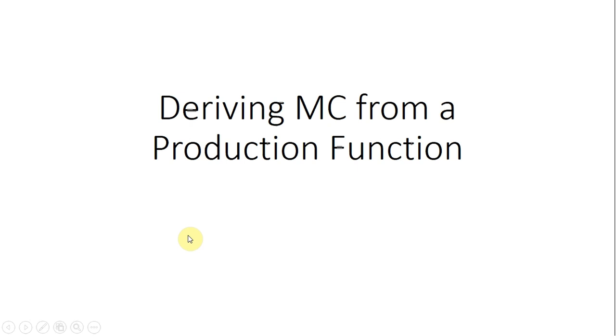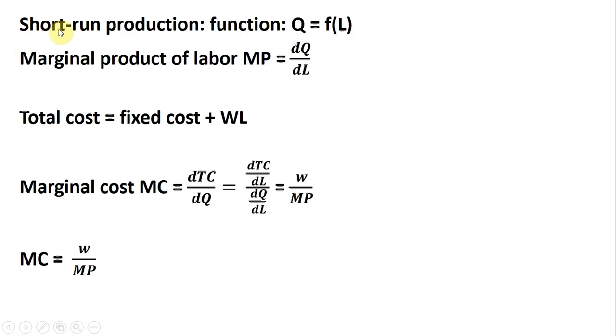Hello, in this video we're going to derive the firm's marginal cost equation from the firm's production function. So the firm's short-run production function, where capital is fixed, is given as the quantity of output Q is a function of labor. If we were to take the derivative of the production function with respect to labor, we would get the marginal product of labor, the increase in output from hiring one more worker.